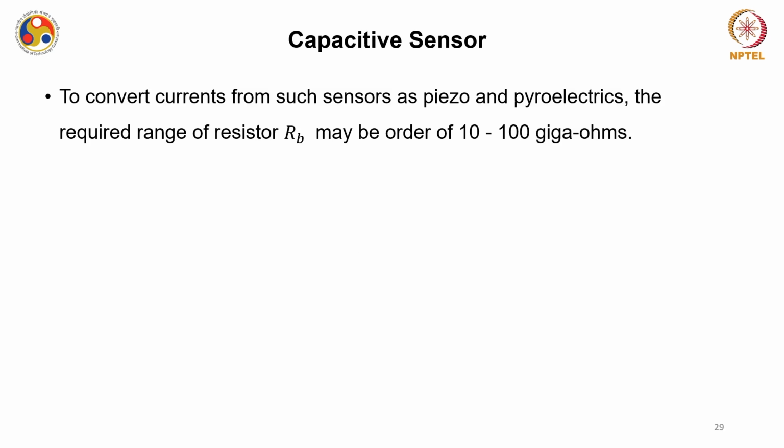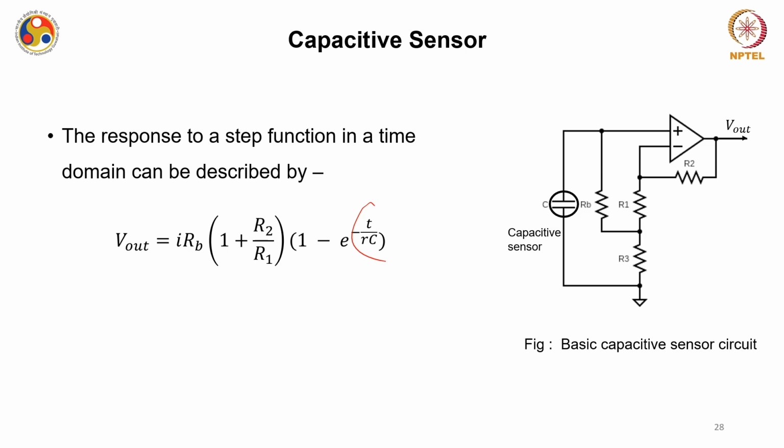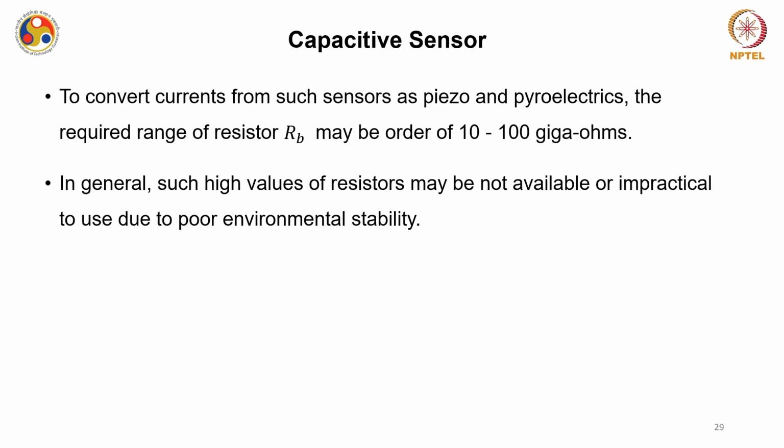So to convert current from such sensors as piezo and pyroelectric sensors, the required range of resistor RB is of the order of 10 to 100 gigaohm. In this output, if you see, there is a multiplication term RB. RB for pyroelectric sensors and piezoelectric sensors is in some gigaohm. So it is very difficult to get this RB resistance. Usually such high values of resistors may not be available, or sometimes it is impractical to use such resistances due to poor environmental stability.